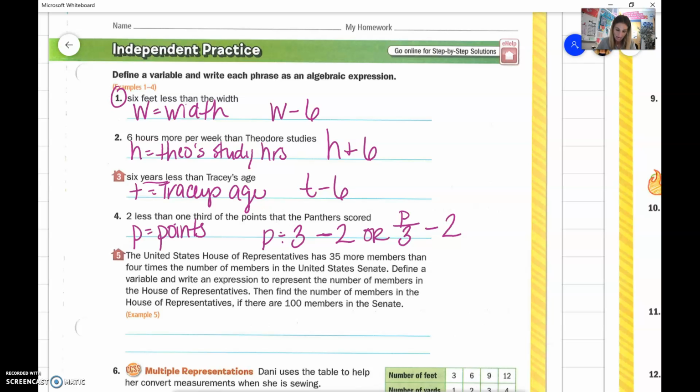All right, and that is it. That is how we write expressions using words.